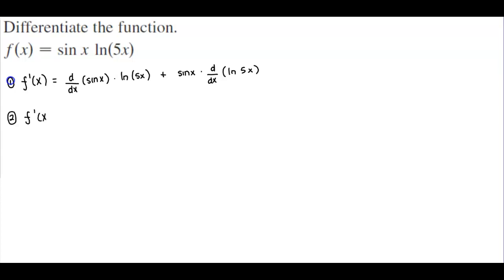So we have f prime of x, which is going to equal the derivative of sine of x, which is the cosine of x, times the natural log of 5x, plus we have the sine of x times the derivative with respect to x of the natural log of 5x, which becomes 1 over 5x times the derivative of 5x.